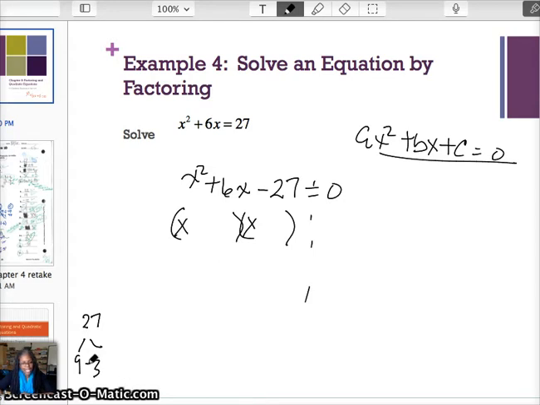Hopefully you realize that the 3 has to be negative, right? I want a negative 27. And the reason why is because 9 plus a negative 3 gives me that positive 6. So I have a positive 9 here and a negative 3 here.